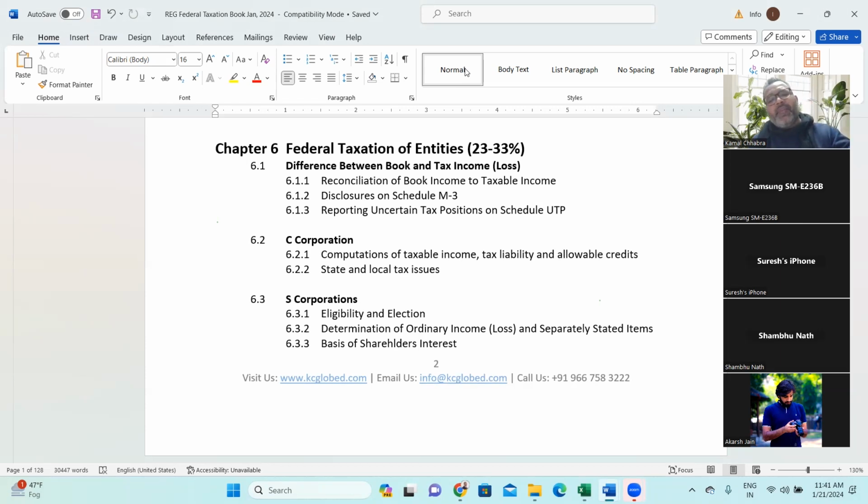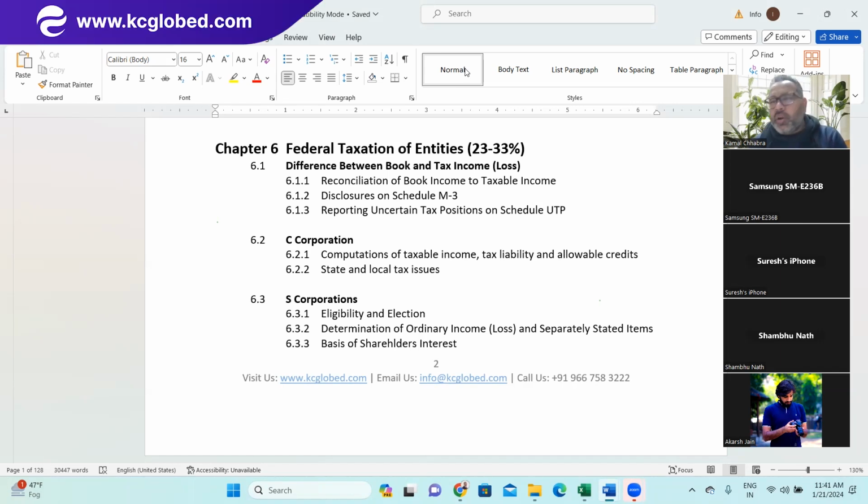So here we'll be understanding the reconciliation format, which is disclosure forms M1, M2, and M3. M3 is slightly bigger, for the C corporation or bigger organization. For small organizations, M1 and M2 are sufficient. And then the reporting of uncertain tax positions. Uncertain tax positions are litigations, claims, and assessments from the tax perspective. That is how you need to disclose them, right?